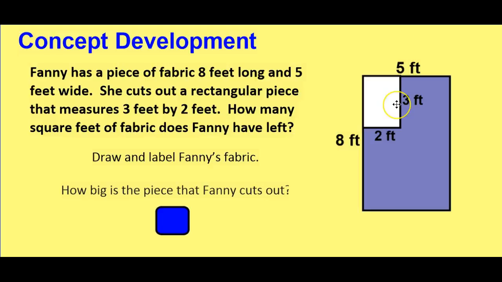Okay, so we know, because we've worked on this in a previous lesson, we're going to have to find the area of this whole piece of fabric first, and then we've got to find the area of the piece that she cut out. So then all we will have to do is take away this part from the total area to help us answer the question of how many square feet of fabric Fanny has left. Okay, so on the piece of paper in your binder, I want you to draw this right here and label it just like it's labeled on the screen. So once you have that drawn and labeled, you can push play so we can move on.